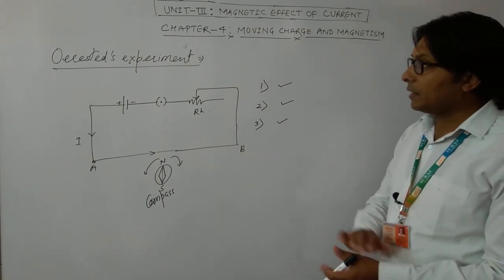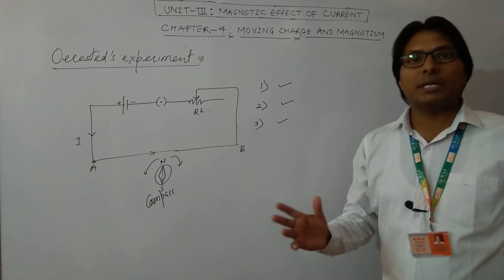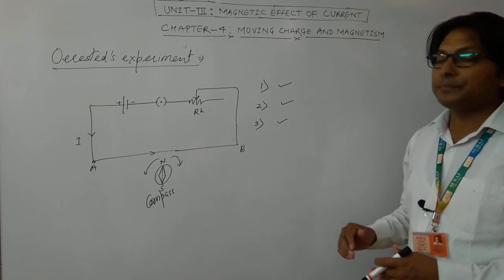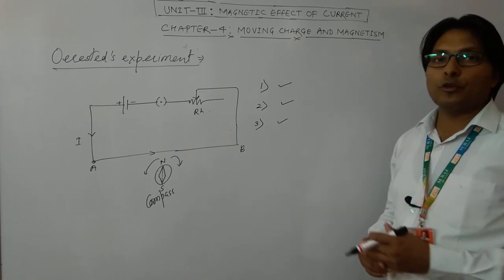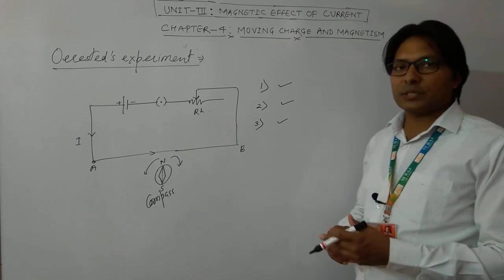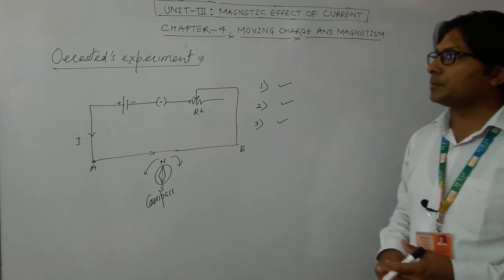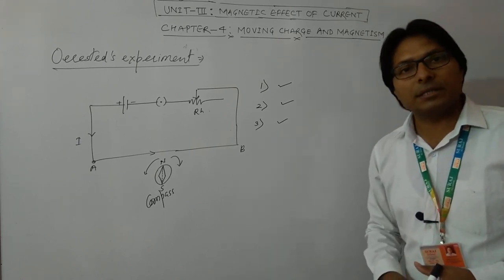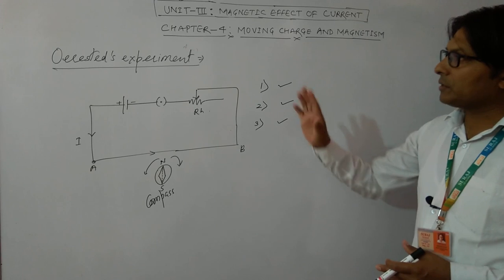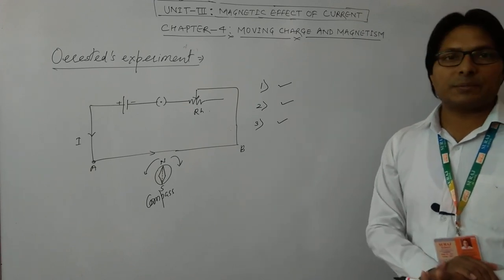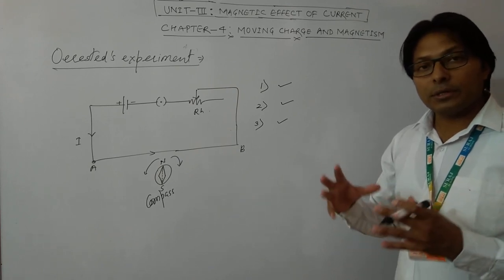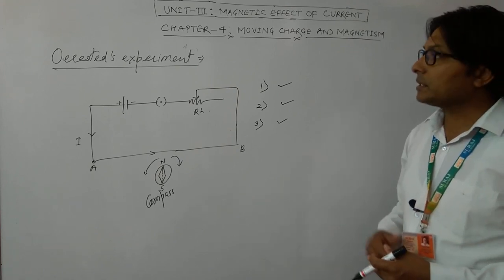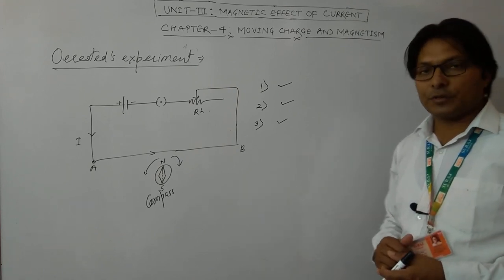After that experiment, there were many other experiments about the magnetic field and magnetic force performed by other scientists also. So that is Oersted's experiment, which was the base for the discovery of the magnetic effect of current.